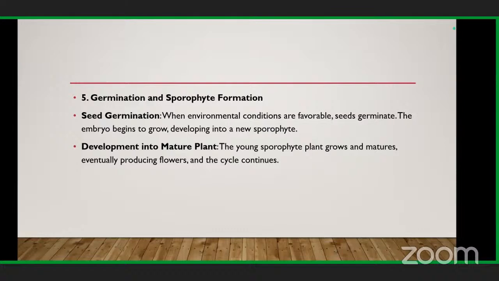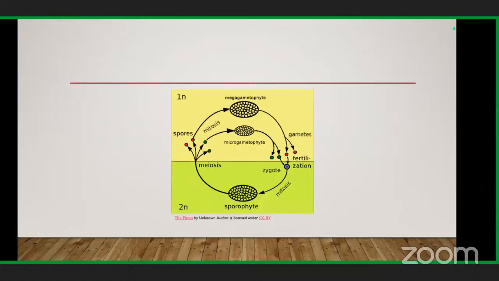Next is germination and sporophyte formation. Once favorable conditions arise, these seeds will germinate, the embryo will begin to grow, developing into a new sporophyte. And developing into mature plants, the young sporophyte grows and matures, eventually producing flowers, and the cycle continues. This is all about the life cycle of the angiosperms. From here, you will have some idea so that in the next chapter, we can learn more efficiently.